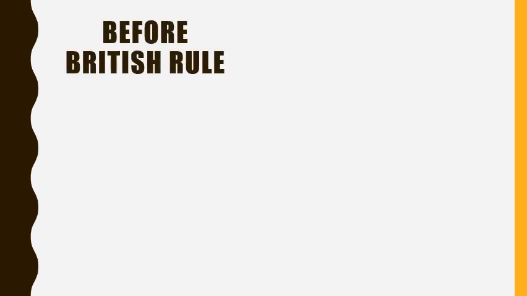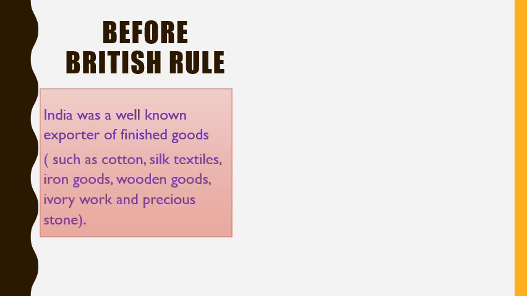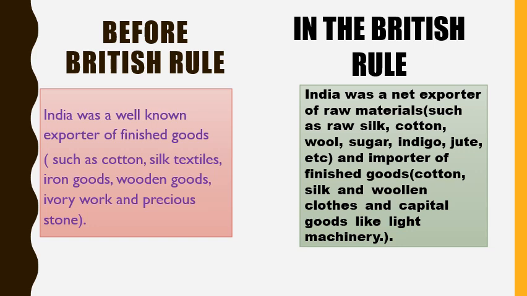Before the Britishers' rule, India was a well-known exporter of finished goods such as cotton, silk, textile, iron goods, wooden goods, ivory goods and precious stones. India exported finished goods with the help of its own raw material. But in the British rule, India became a net exporter of raw materials only. To whom? Mostly to Britain, such as raw silk, cotton, wool, sugar, indigo, jute, etc. And it imported finished goods from Britain, like cotton, silk, woolen clothes, and capital goods like light machineries.